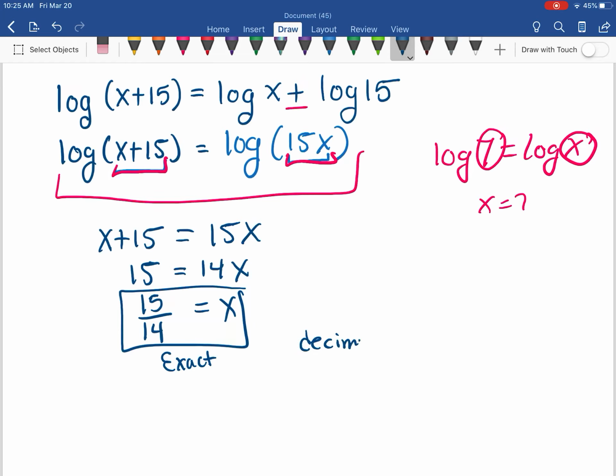But the decimal approximation would be x is approximately 1.07149. Actually, I think that's 142, and I read that on my calculator incorrectly. Let me fix that.